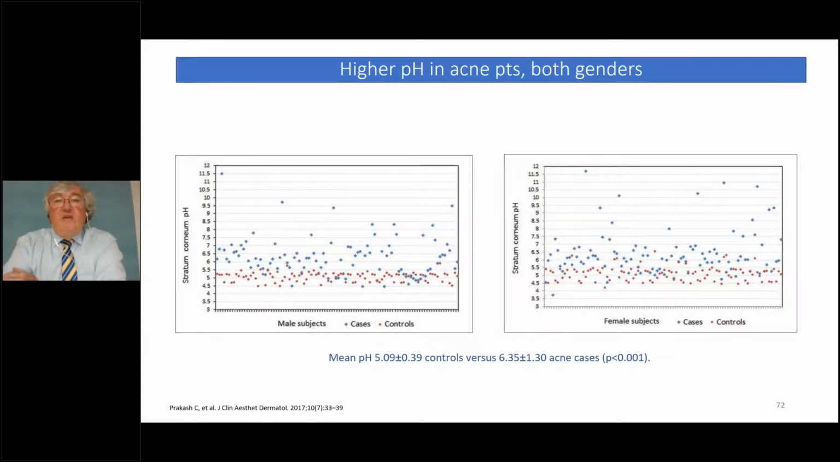So higher pH in acne patients found in both genders, and you can see this scatter plot showing in the cases of acne, the blue on the upper panel and the red on the lower panel. And you can quite quickly see now the mean pH was quite different. So the mean pH in the controls was 5.09, and in the actual acne cases was 6.35. Certainly, again, signaling an abnormality in the barrier function seen in acne.